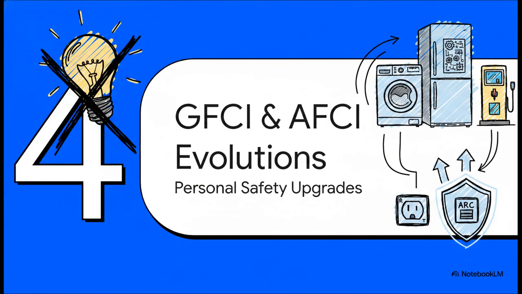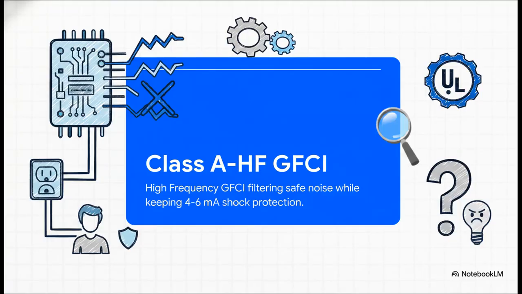On to Part 4. GFCI and AFCI evolutions, personal safety upgrades. To keep pace with all the high-tech, variable speed appliances sitting in our homes today, personal safety mechanisms are evolving fast. We're actually seeing the introduction of a completely new designation, the Class A HF GFCI. The code-making panels engineered this solution directly alongside UL testing standards to combat a very modern and honestly incredibly frustrating problem that electricians deal with constantly in the field.